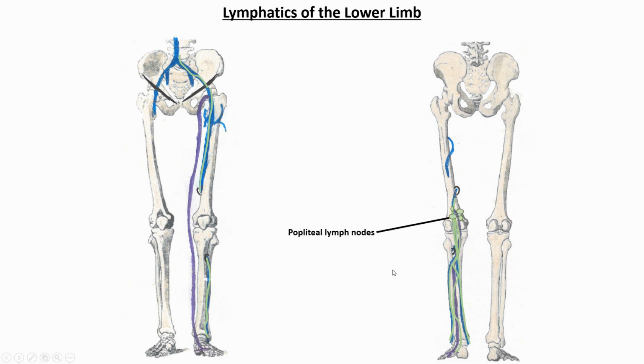And when that happens, it's very common to find lymph nodes at those areas where we transition between superficial and deep. In this case, we have popliteal lymph nodes located here in the popliteal fossa. And then up here in the inguinal region, we have superficial inguinal lymph nodes. So the lymph from the lower limbs is going to be screened by the popliteal and superficial inguinal nodes.